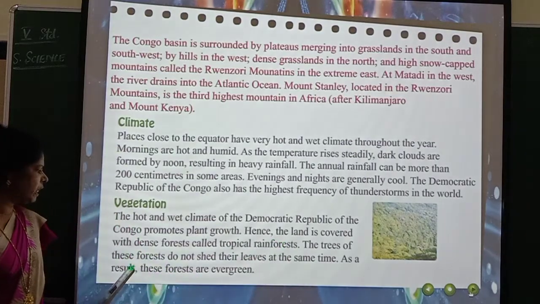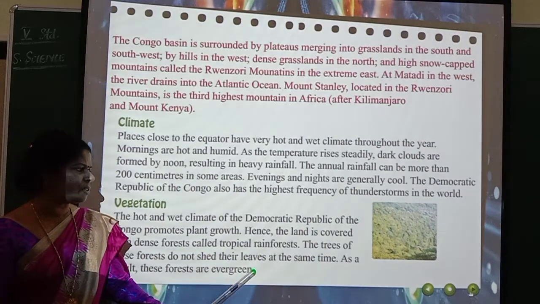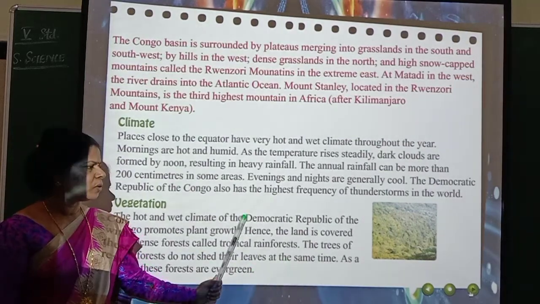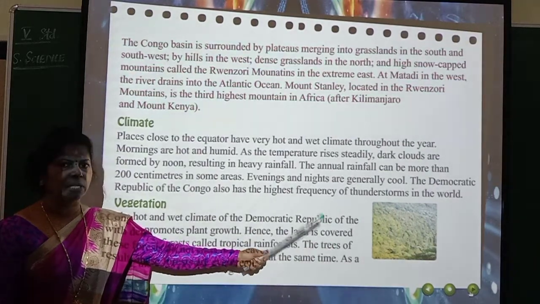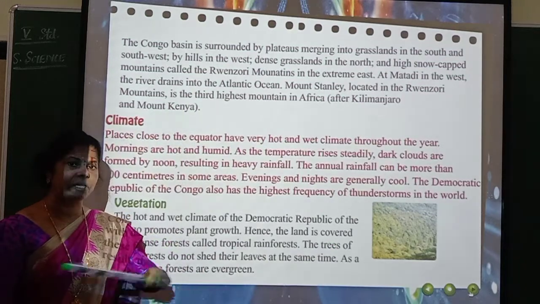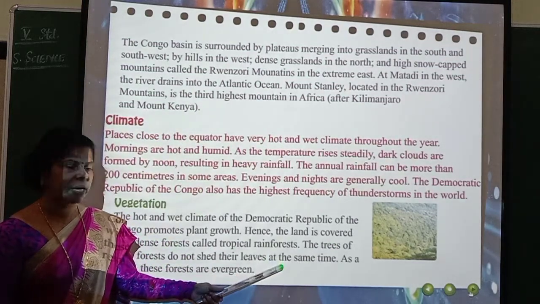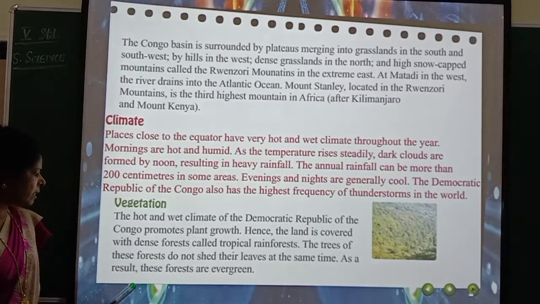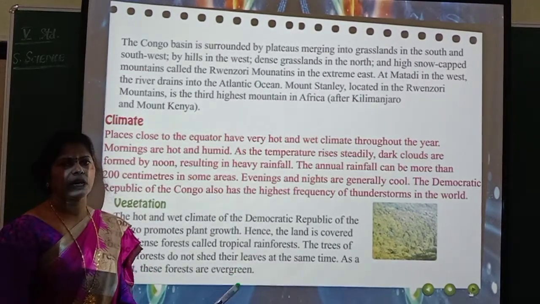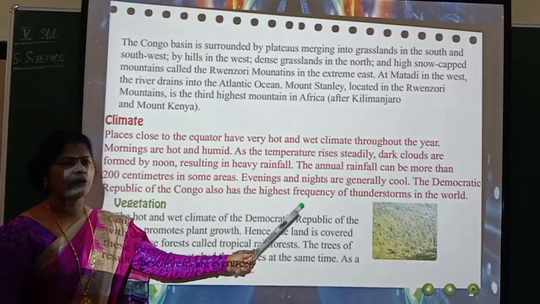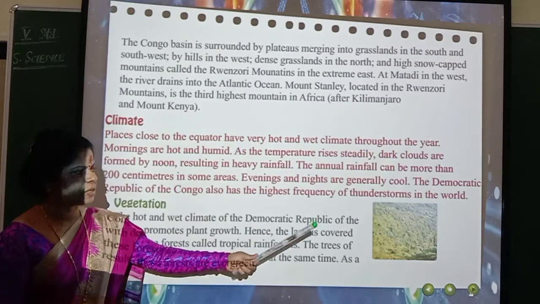The trees of these forests do not shed their leaves at the same time. They shed their leaves in different situations. As a result, these forests are evergreen. So every time you see the forest, it will be green in color because of the thick rainforest.